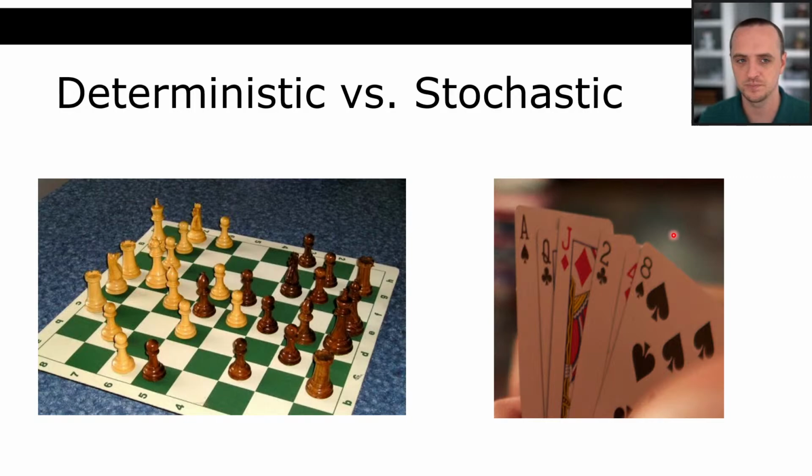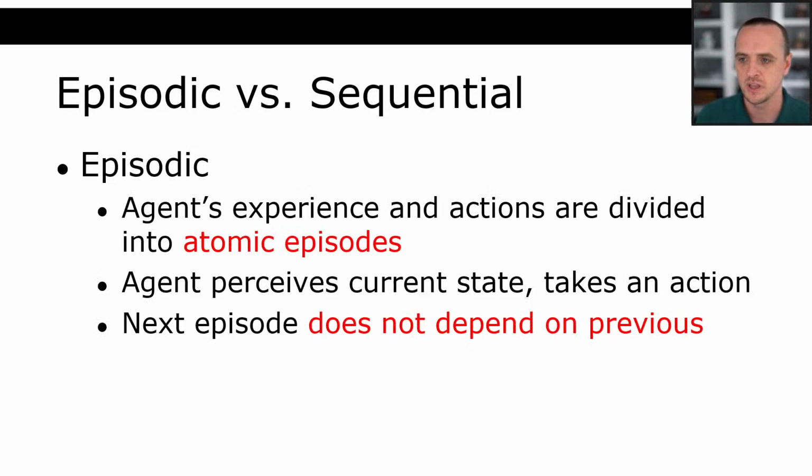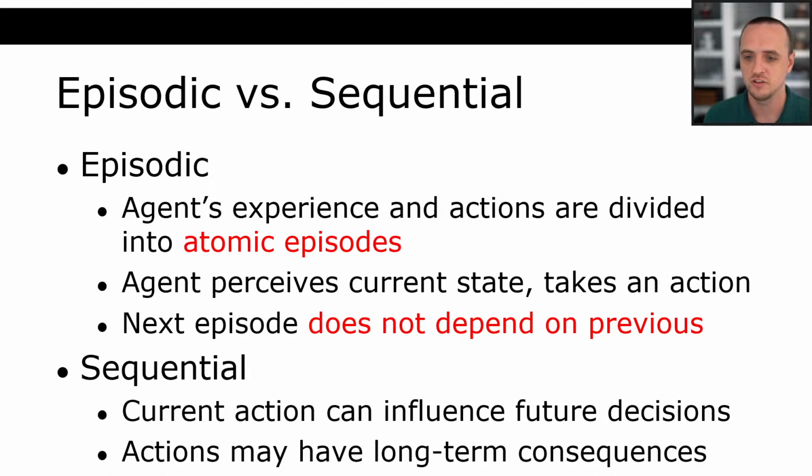Episodic versus sequential. In an episodic task, agents' experiences and actions are divided into atomic episodes. So an agent perceives the current state, takes an action, and the next episode does not depend on the previous whatsoever. It turns out that there are not a lot of problems that are episodic. We'll show an example of one, but there aren't a lot of episodic problems. We are going to talk mostly about sequential problems. Sequential problems are where the current action can and usually does influence future decisions, right? So actions may have long-term consequences.